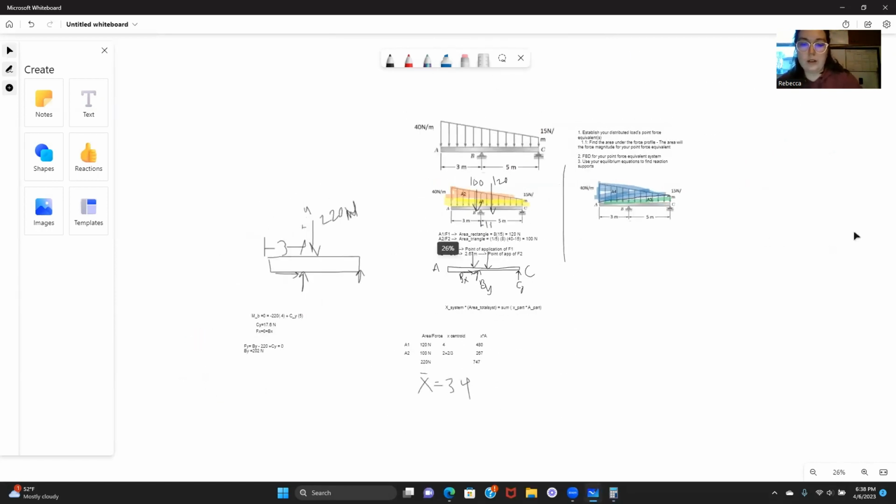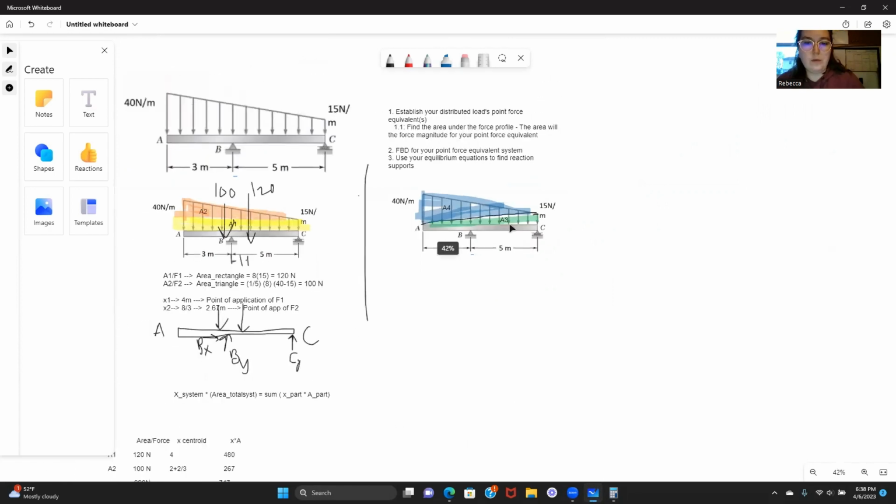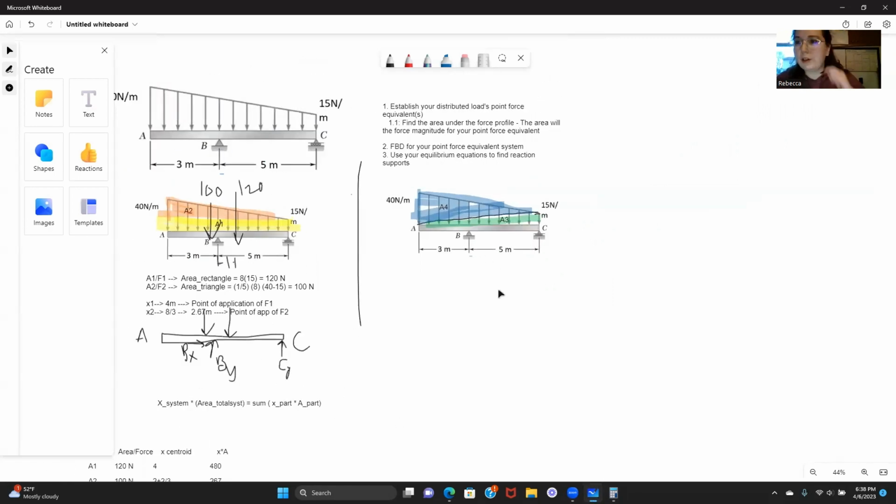Let's go back over to our other example and kind of just repeat the process. We could even stop here and go with that value. Okay, so we have our two areas, A3 and A4. So A3 is going to have an area of 1/2 its base times its height. Its base is 8, and its height is 15 newtons per meter.